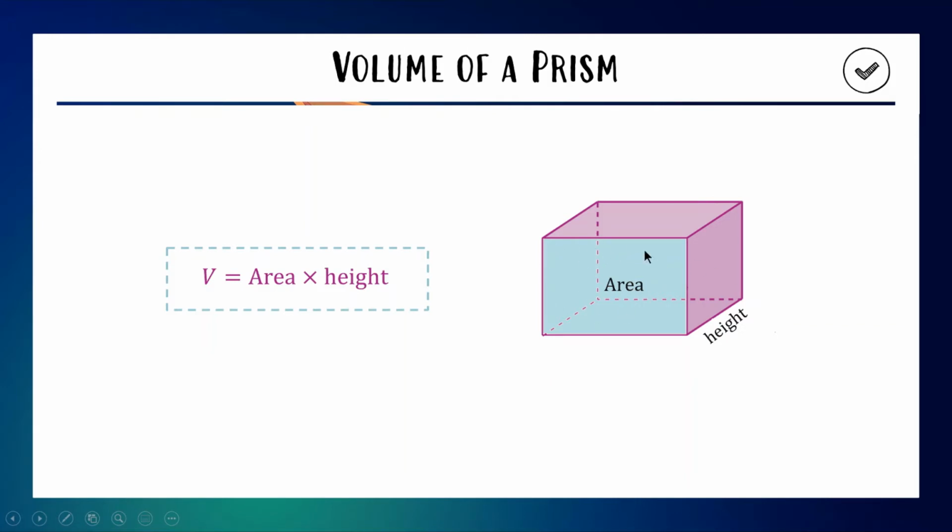We find the area of a face and we multiply by how long the shape is. So our process is area times height. We already know how to find area. Today we're taking that answer and multiplying it again to get our volume. So jot that down for me and we'll do a couple of examples.